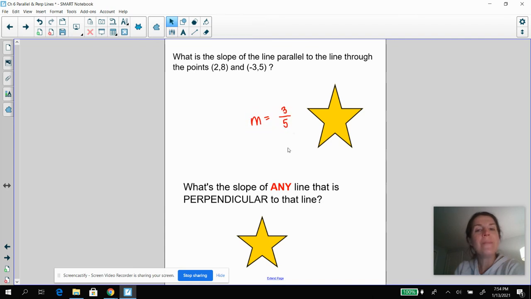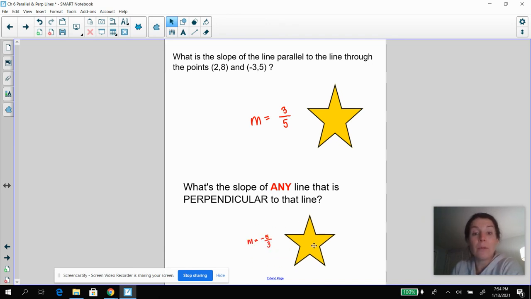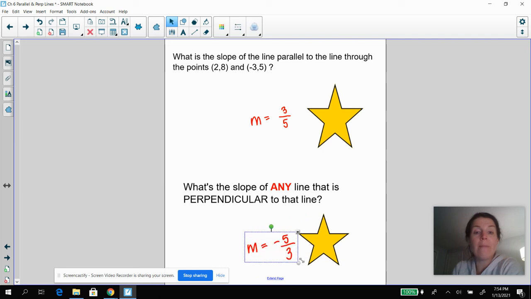Good job. So that means that I can have a parallel line. If I have a line that's parallel to that line, it's going to have the exact same slope. The slope of that parallel line is going to be 3/5 as well. But if I want to talk about a perpendicular line, then that is going to be the opposite reciprocal. So hopefully you got that m equals -5/3, the opposite reciprocal of 3/5.